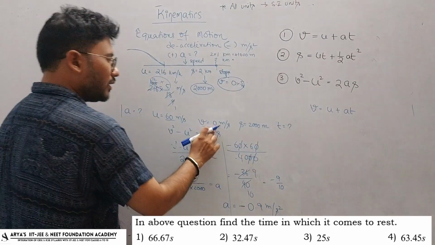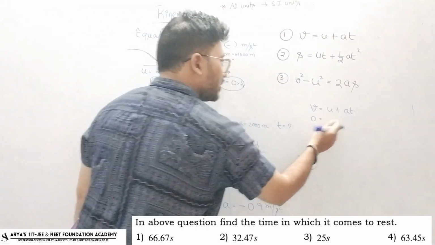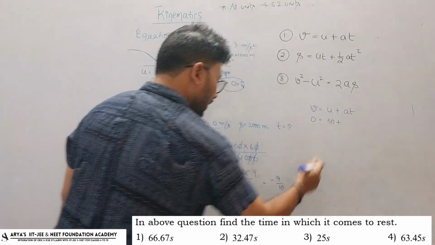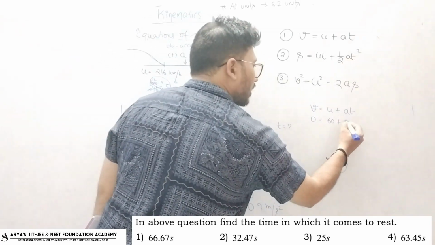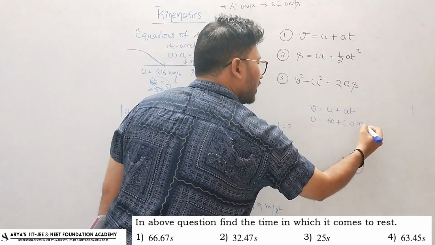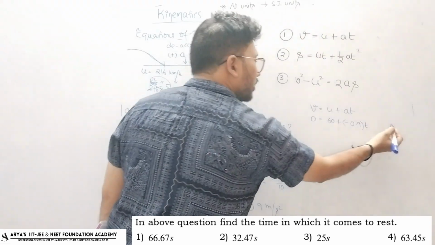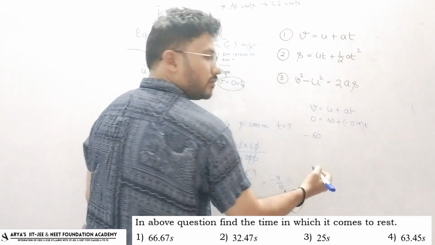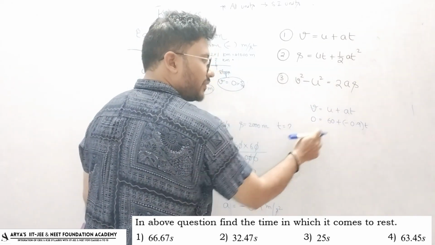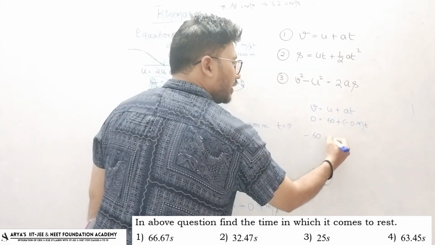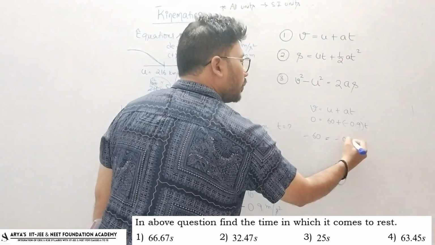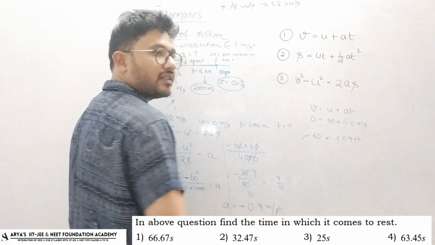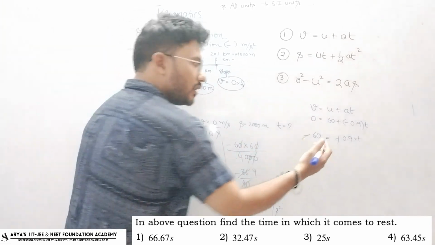What is the v value here? 0 equals, what is the u value? 60 plus, what is the a value we derived? Minus 0.9. What is the t value? We don't know, that's what we have to find. Plus 60 if it goes that side, minus 60. Minus 60 equals minus 0.9 into t, right? The minus gets cancelled on either side.